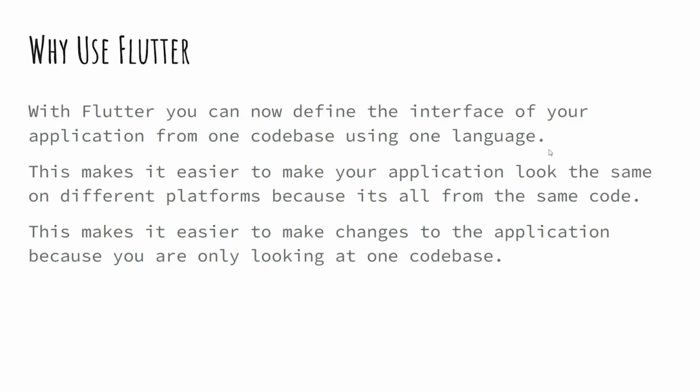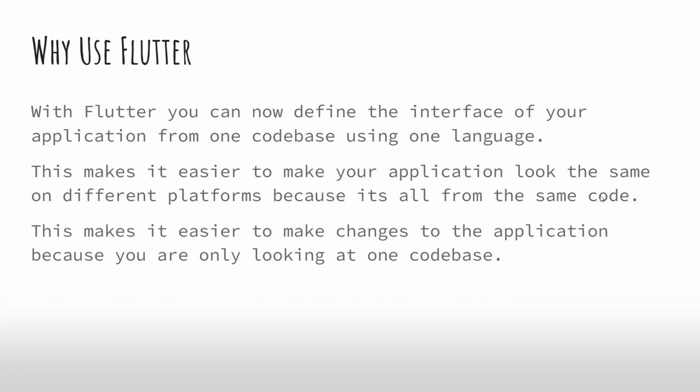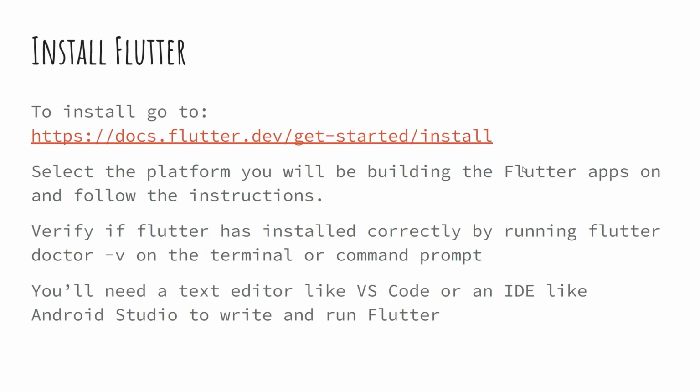The same here. As you can see, you can define the interface. Interface just means how your app looks. It's from one code base, which means from one set of code. Yeah, it makes it easy to make your applications look the same. It's because you defined everything in one place. So it's normally easy for you to make your app look the same on different platforms. And, yeah, I think we can continue to the next slide.